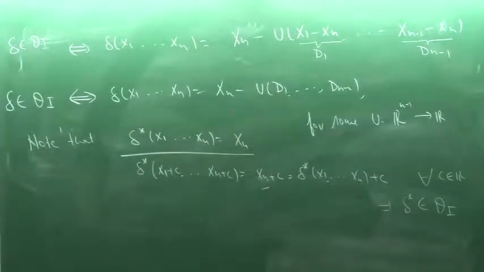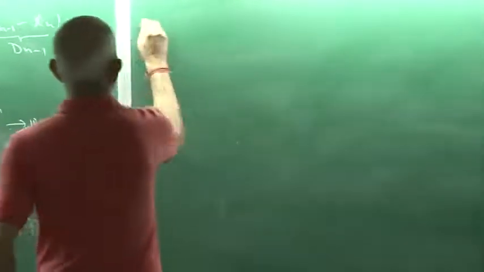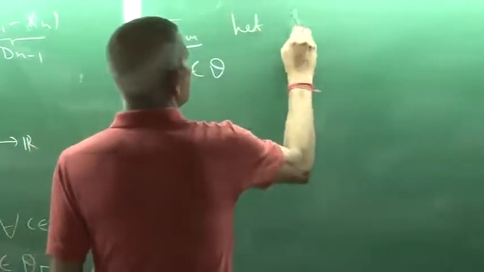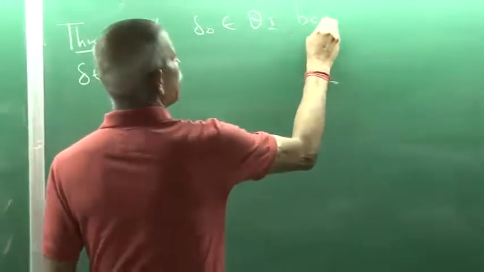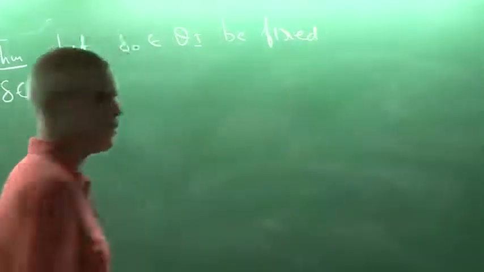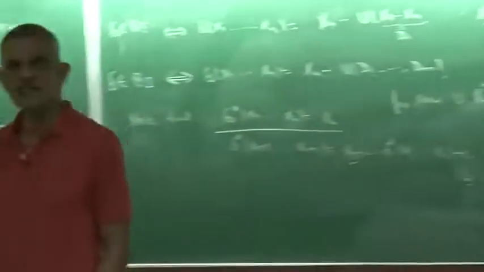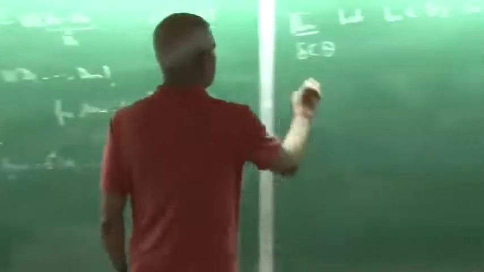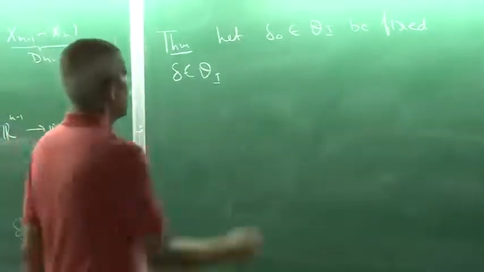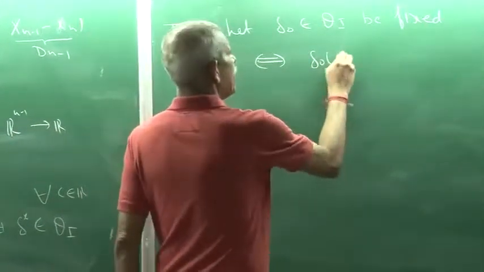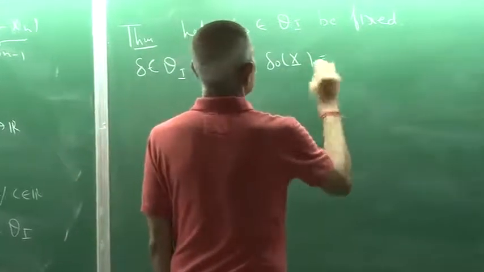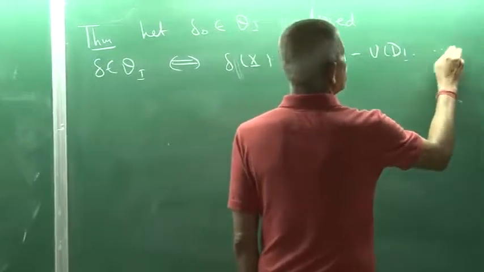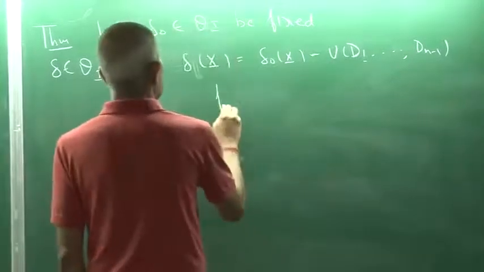So let's try to see that. Theorem: let delta naught belonging to di be fixed. So what it says is delta naught is a given invariant estimator to us. Then any other invariant estimator delta has to be of the type delta x is nothing but delta naught x minus u of d1, d2, dn minus 1 for some u.